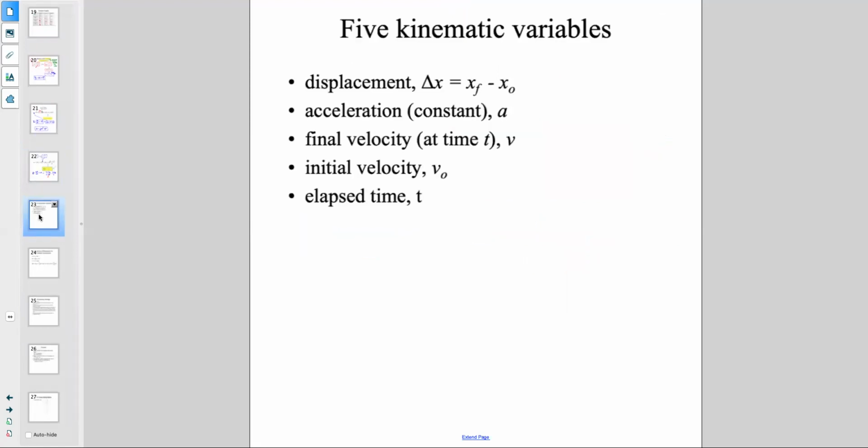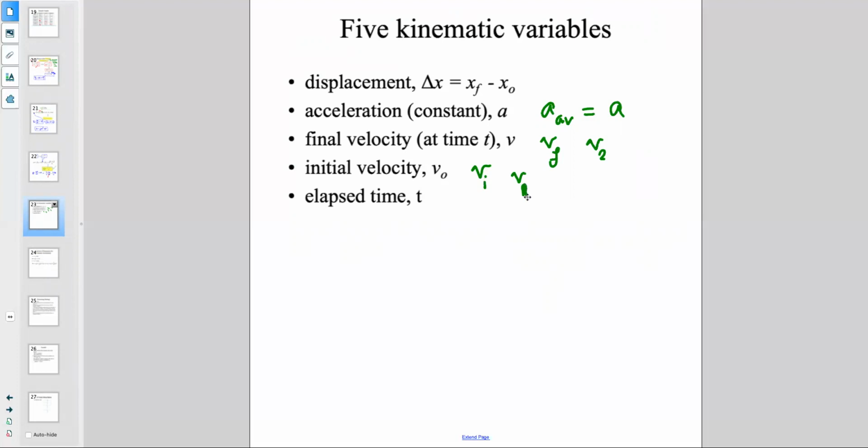So 5 kinematic variables: displacement, and acceleration, which in our case is always constant. So average acceleration and instantaneous acceleration are the same. Final velocity, which is v, we sometimes show it with v final, we sometimes show it with v2. Initial velocity, v naught, we sometimes show it with vi for initial, or v0 or v naught, as you can see here, or v1.